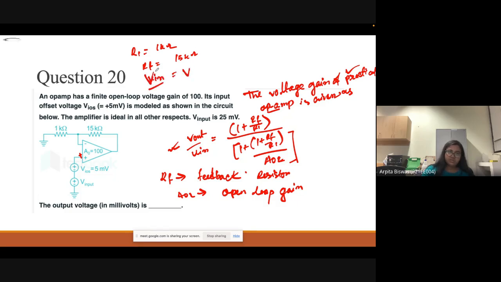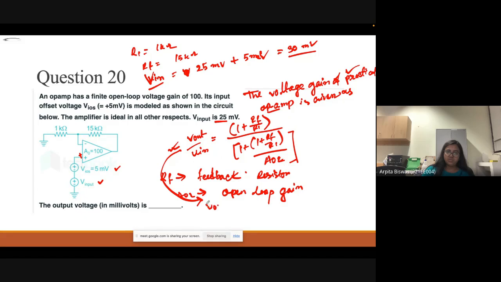Total V in is this V input and that VOI. V input is 25 millivolt, so you can directly write here 25 millivolt plus 5 millivolt. So total V input is 30 millivolt. Just put this 30 millivolt here in this equation.